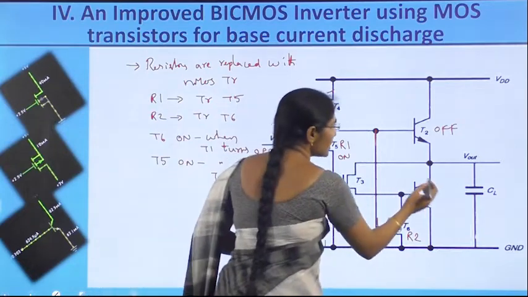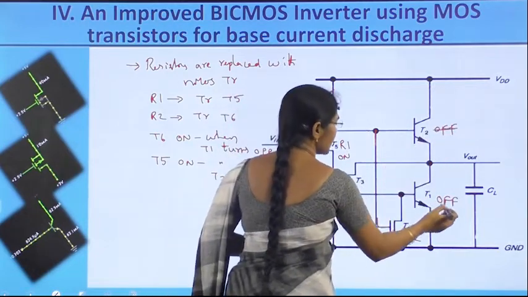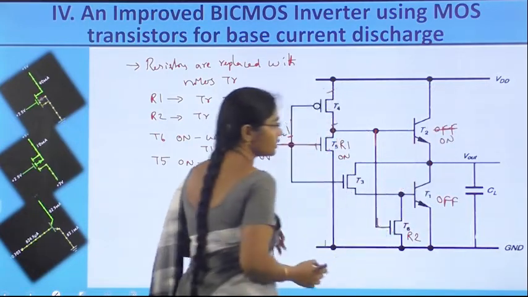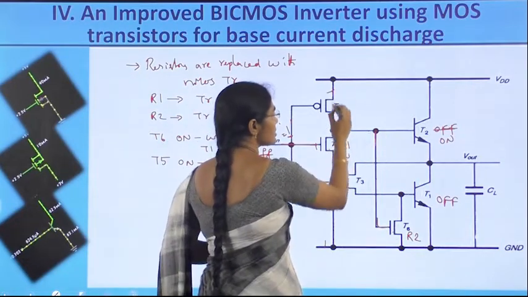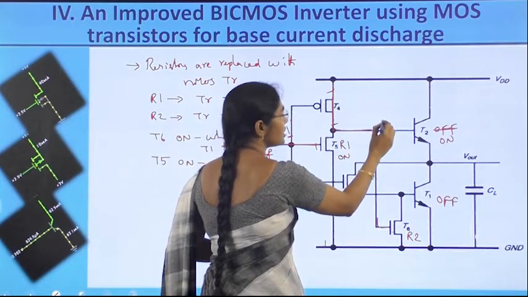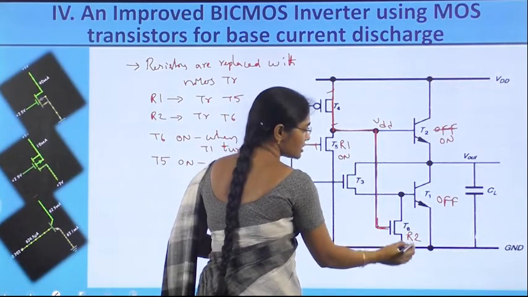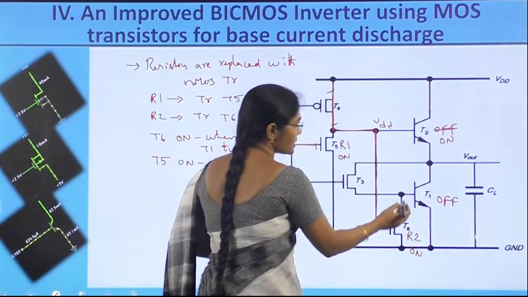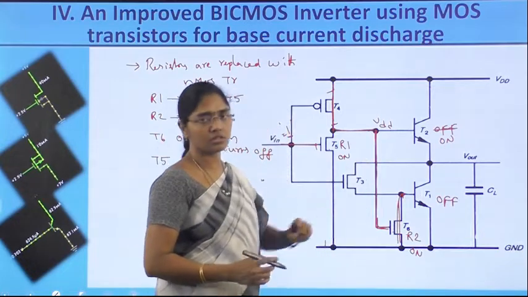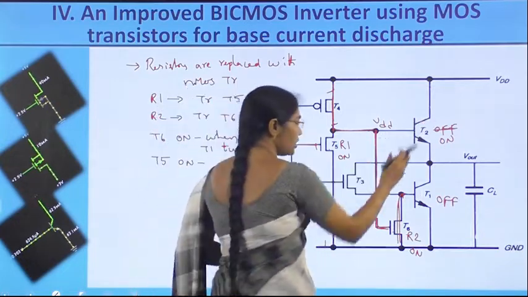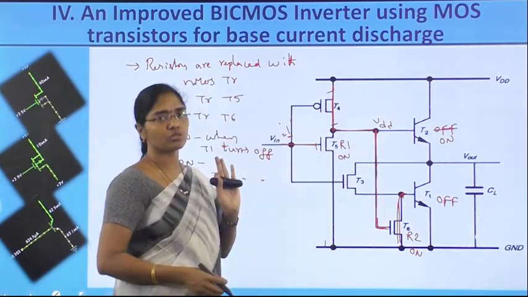Then similarly, T1 is off means T2 is in the on condition. T2 in on condition means VDD is connected here. The same potential VDD is connected here to make T6 go into the on condition. So once T6 is on, the base of T1 is connected to the ground. So T2 on, then T6 will be on. Similarly, T1 on, then T5 is going to be on.